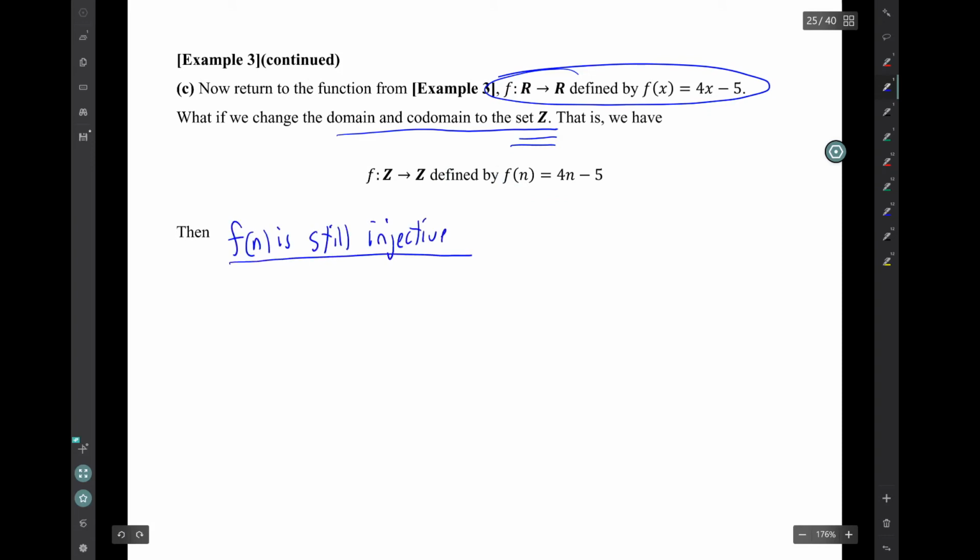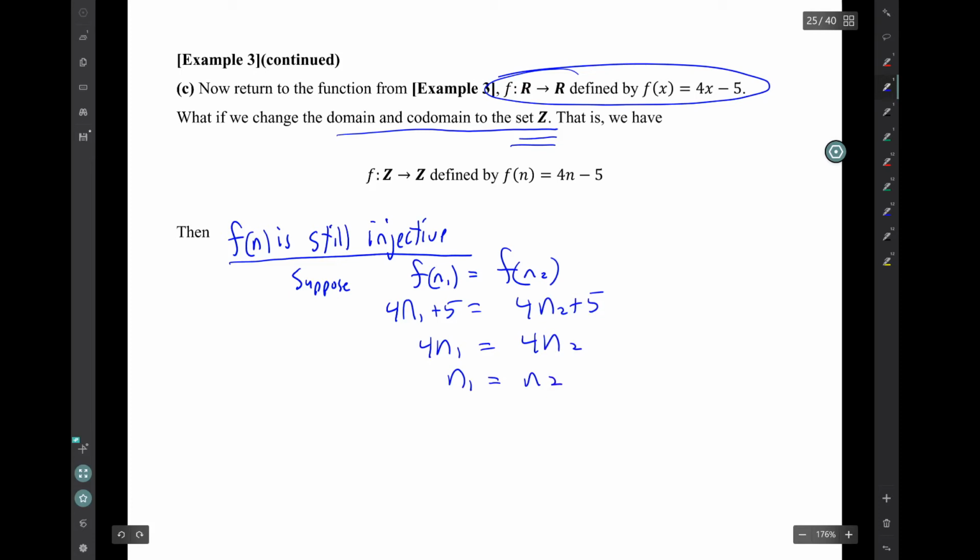Now how do we quickly show that? Well, if f of n1 equals f of n2, then n1 equals n2. So that proves that f is still injective. But f is not surjective.